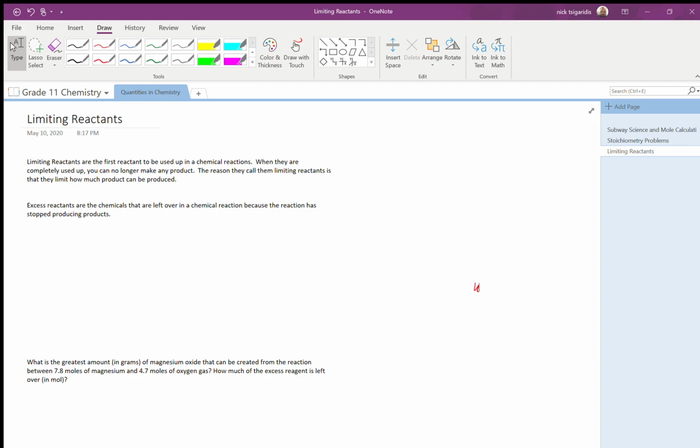I'm just going to chat today a little bit about limiting reactants. This picks up right from last week's lessons. Let's first talk a little bit about what a limiting reactant is, and then we'll get into the actual problems themselves.